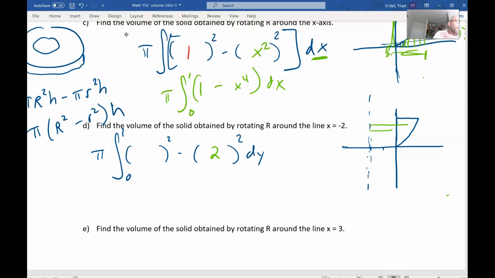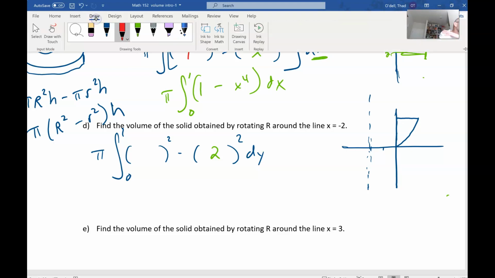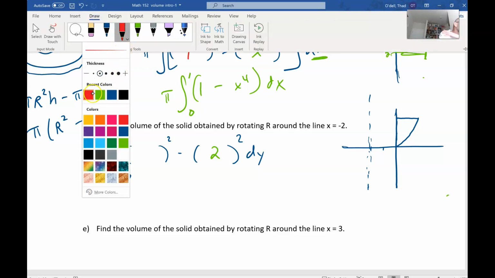So there's, hey, it didn't change. What happened? I said red because it's pretty. Thank you.